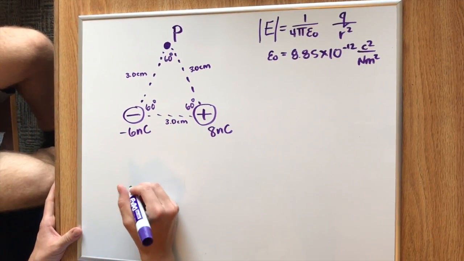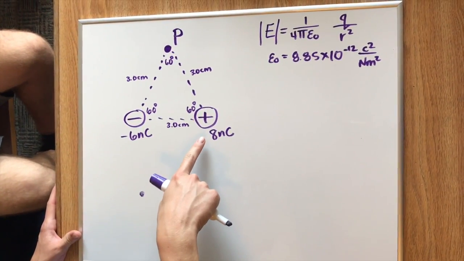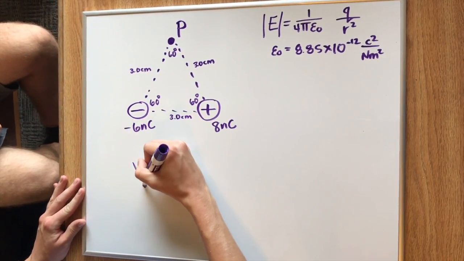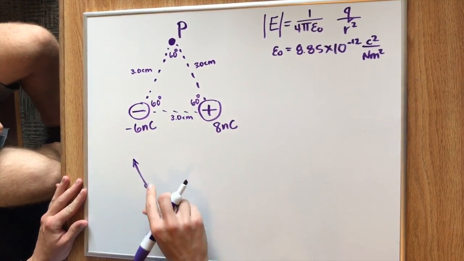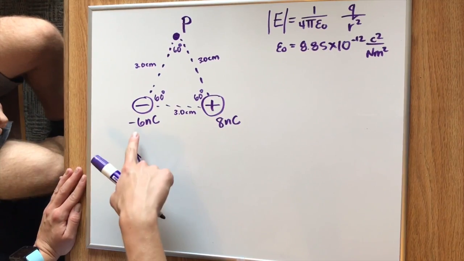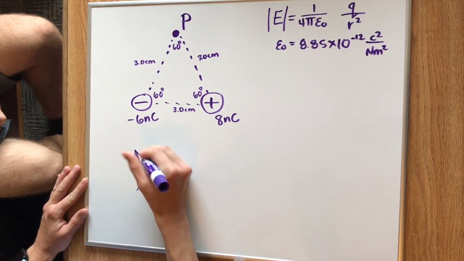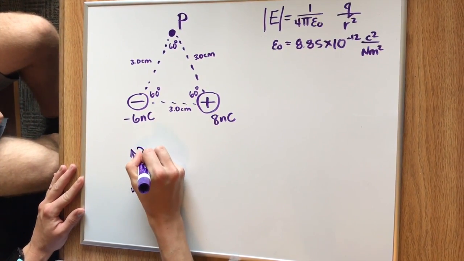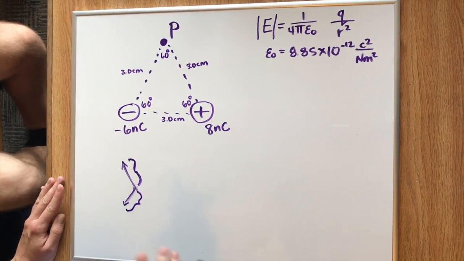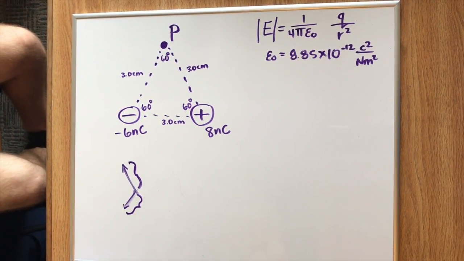So the best way to start is to draw your expected vectors. From the positive charge, we know the electric field points away, so the vector will look something like this. And since 8 nanocoulombs is greater than -6 nanocoulombs, which will pull this way, we know this will be slightly larger in magnitude than this will be. So we can just expect to see that, and that's a way we can check our work later to make sure that we've done everything right.